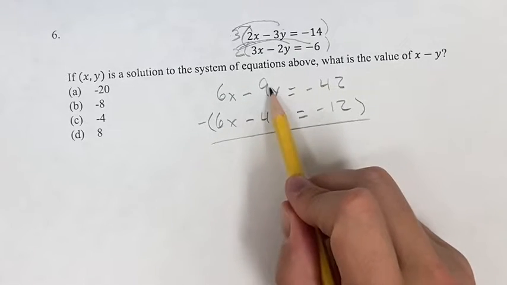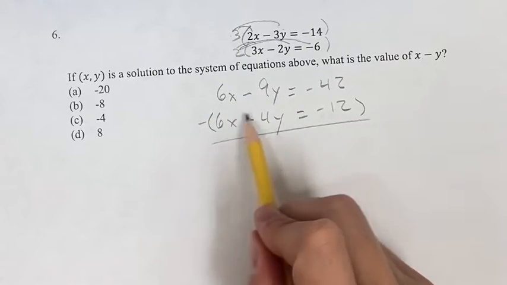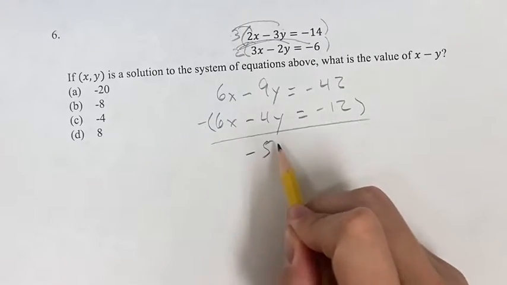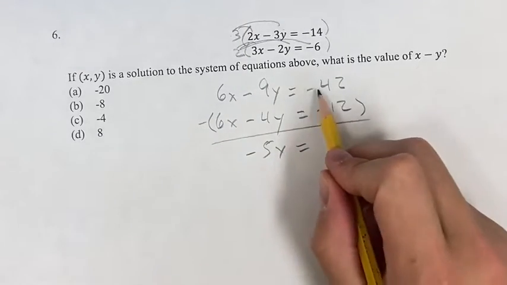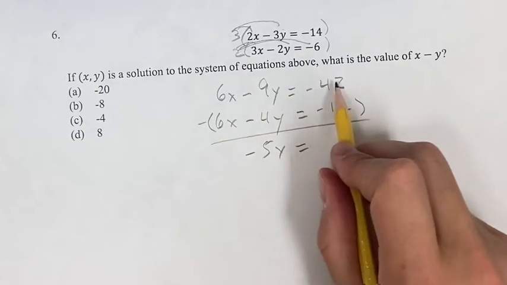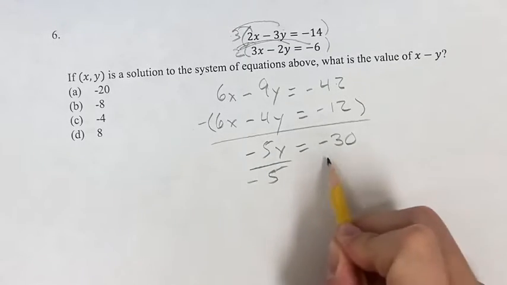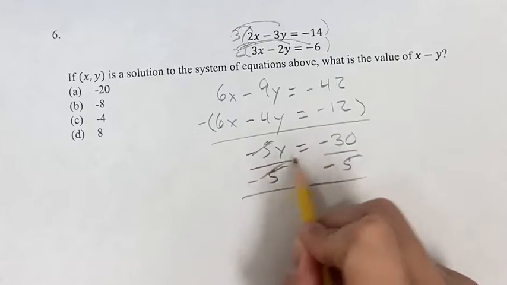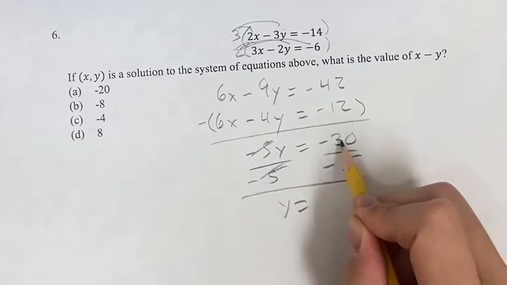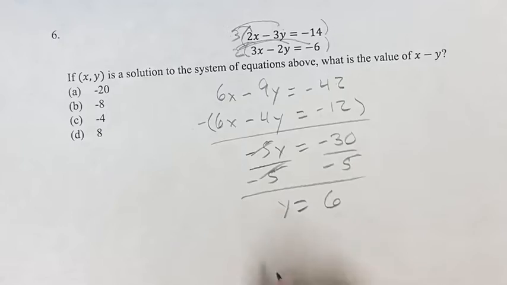Here we have negative 9y minus negative 4y would be negative 9y plus 4y, or negative 5y. And this is equal to negative 42 minus negative 12, which is the same as negative 42 plus 12, which is negative 30. Dividing both sides by negative 5, these cancel out, and we get y is equal to negative 30 divided by negative 5, which is going to be 6.